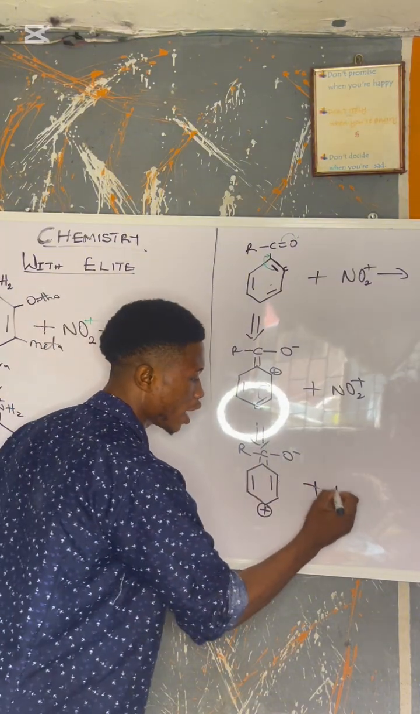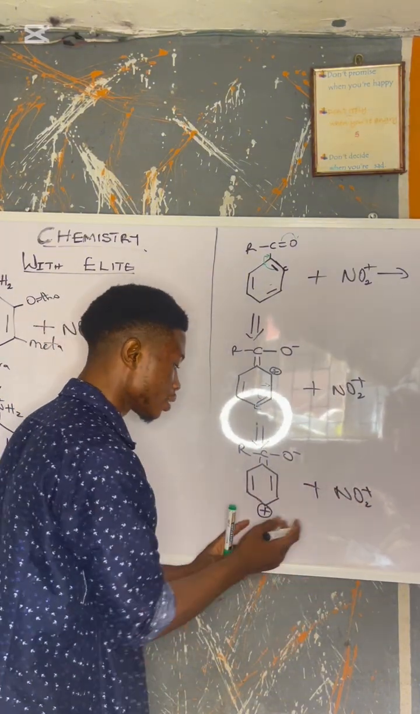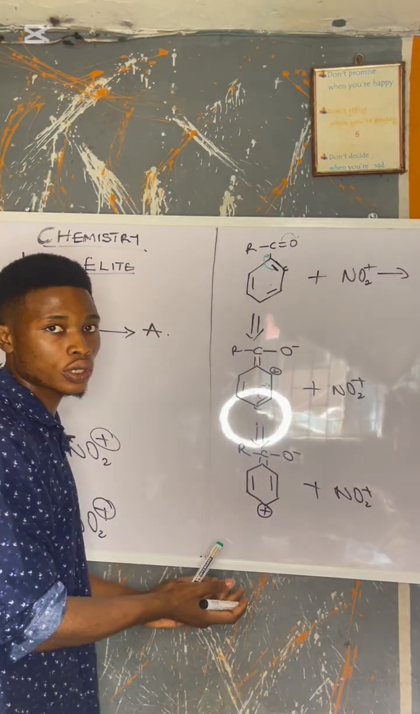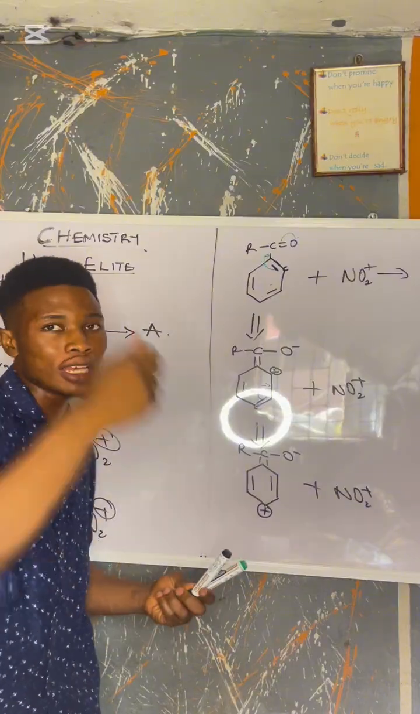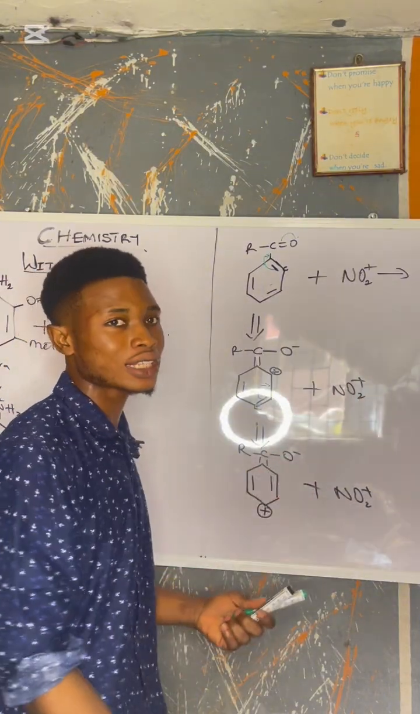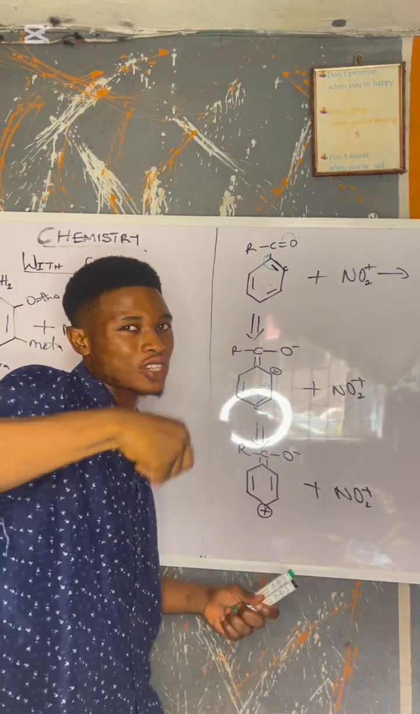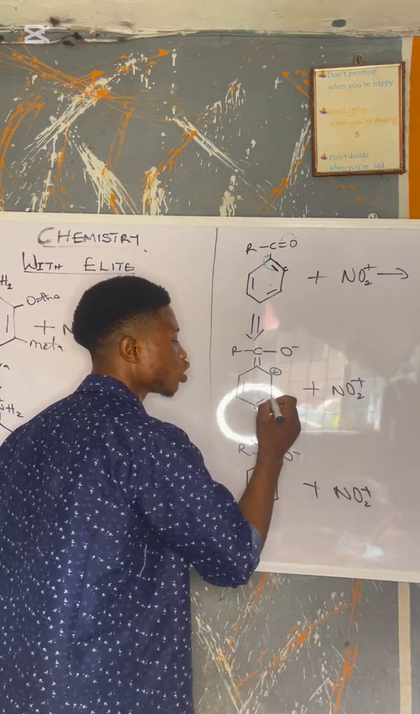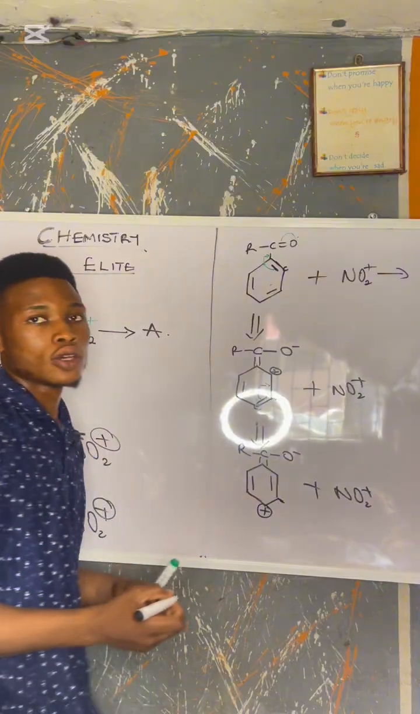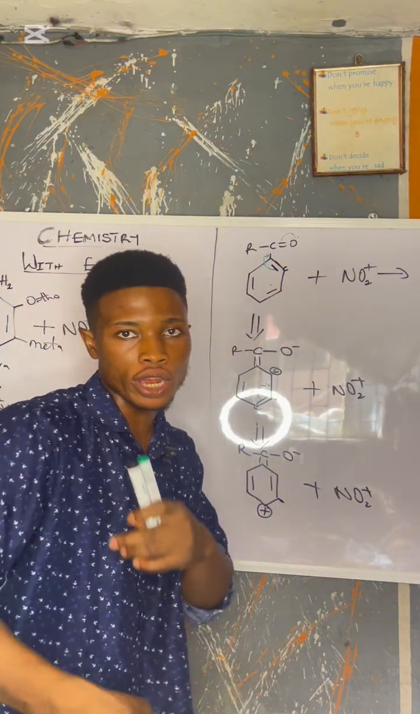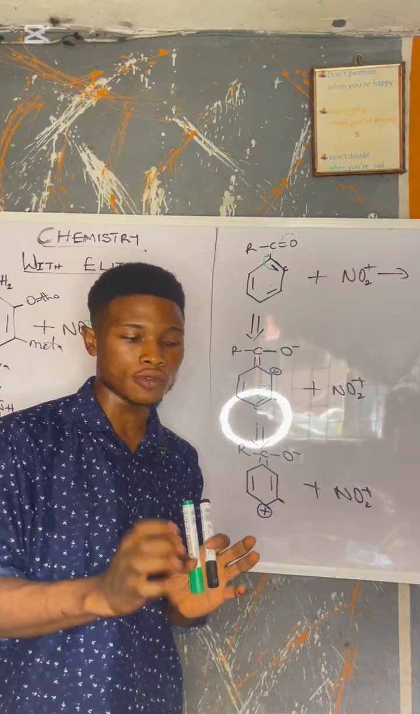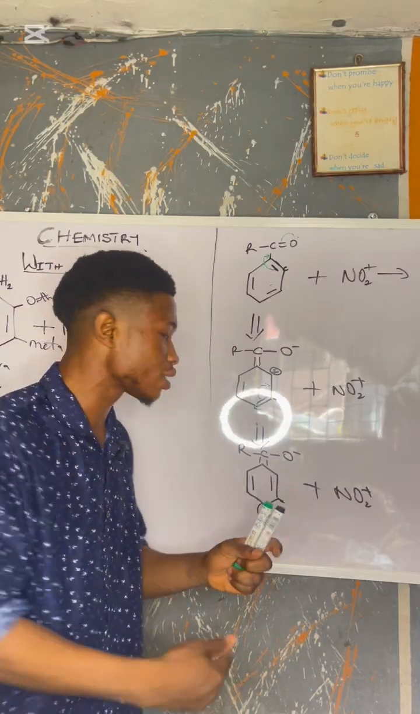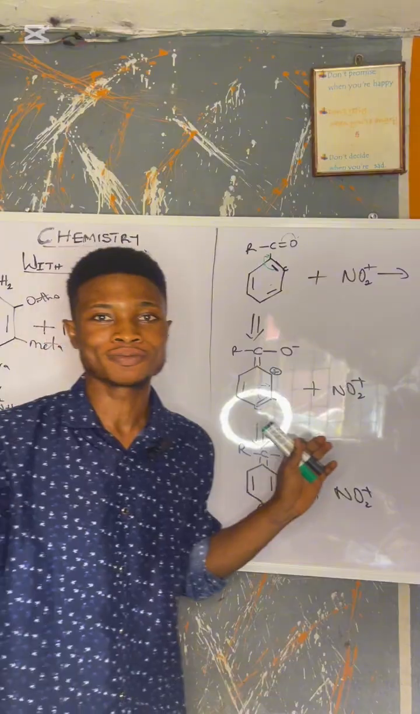Now plus our NO2 positive. Since this is also positively charged, that means this cannot occupy the para position because they have the same charge. So the only side that NO2 will prefer to attach itself to is where it's not positively charged. And where it's not positively charged, that it can attach itself to, is actually the what? The meta. So whenever we have a deactivator or electron withdrawing group attached to a benzene ring, the substituent that is going to attach itself to the benzene ring will attach to the what? To the meta position.